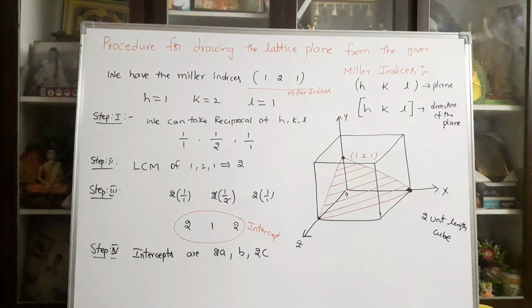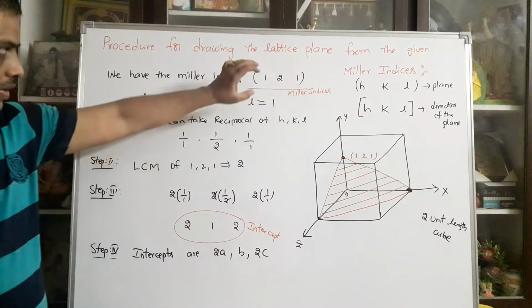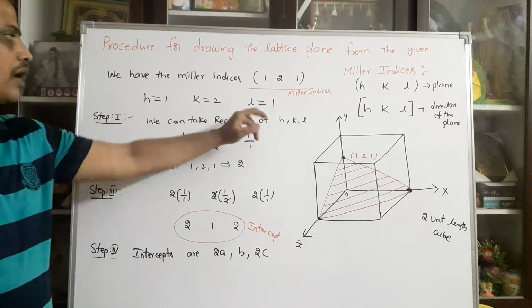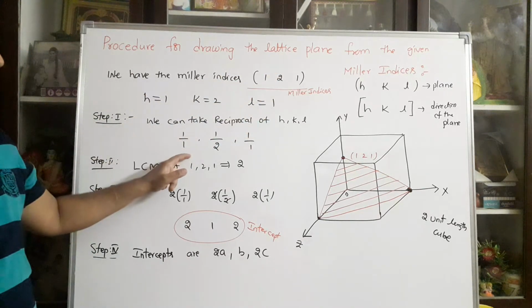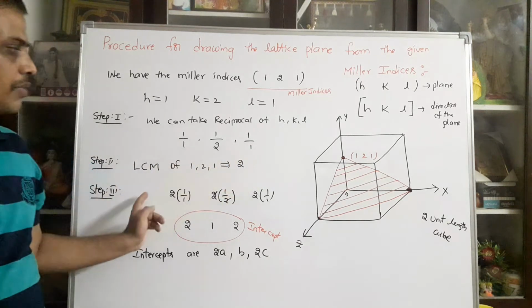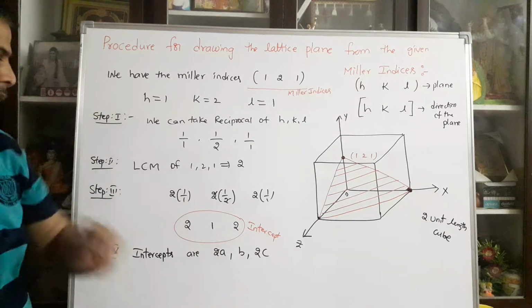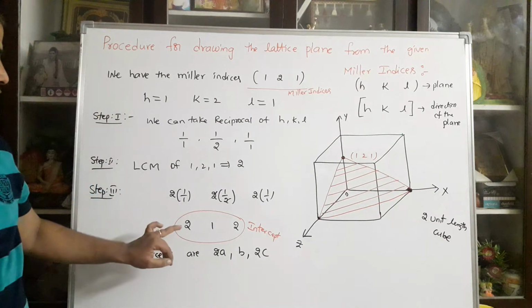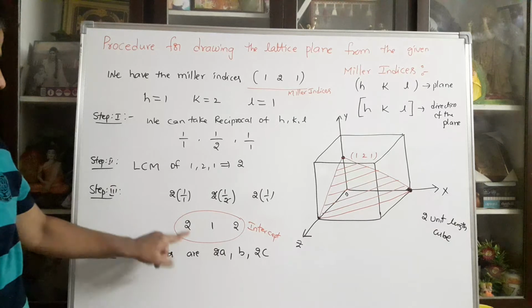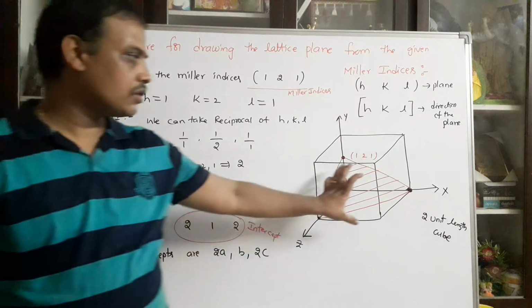So you have the Miller indices. How do you calculate the intercepts, or draw the lattice plane according to the intercepts? First of all, take the Miller indices H, K, L. After that, take the reciprocal of the Miller indices. Take the LCM of the denominator values and multiply it with the entire reciprocal value. You get integer values, and according to the integers, you can draw the plane.